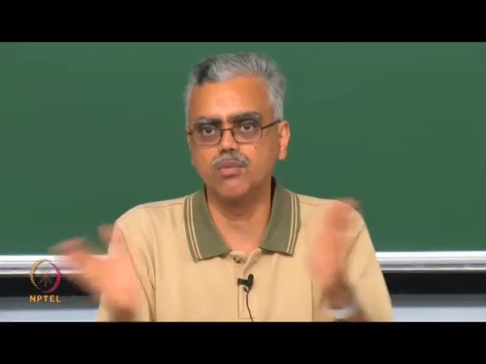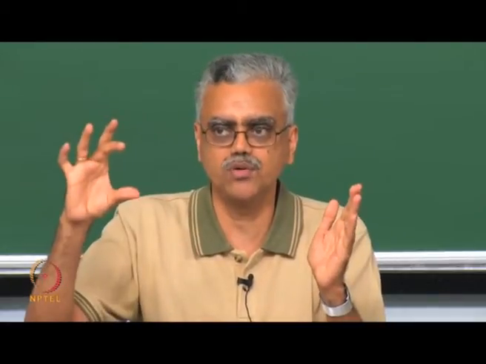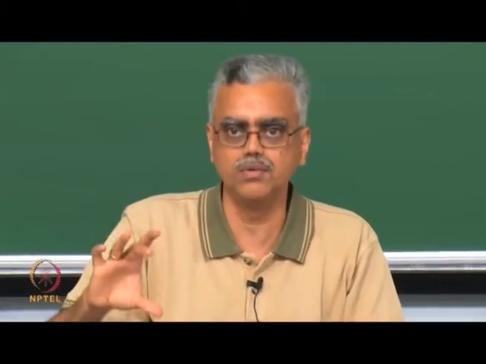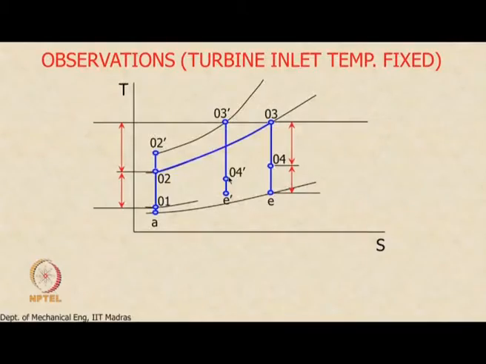Remember, the isobars diverge. So when I am moving to the left, to get the same work out of my turbine, I have to drop down a little bit more than what I do here. So that means this is going down. And then I expand from 04 prime to E prime. So what are the implications on fuel flow rate and thrust?